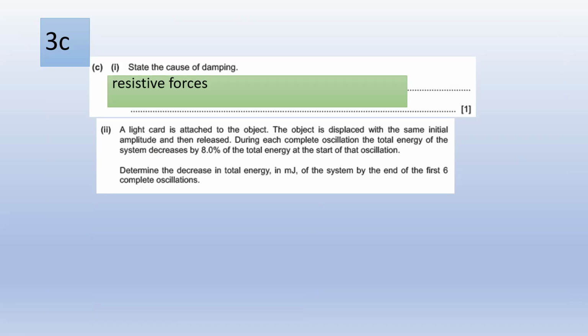A light card is attached to the object. The object is displaced with the same initial amplitude and then released. During each complete oscillation, the total energy of the system decreases by 8% of the total energy at the start of the oscillation. Determine the decrease in total energy in millijoule of the system by the end of the first 6 complete oscillations.